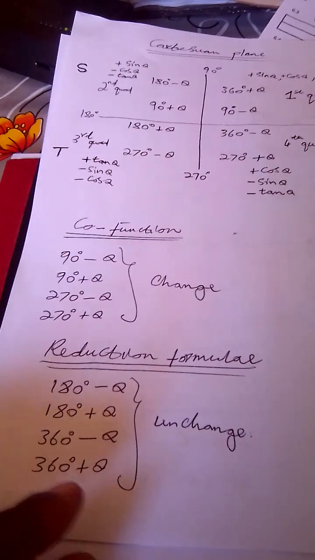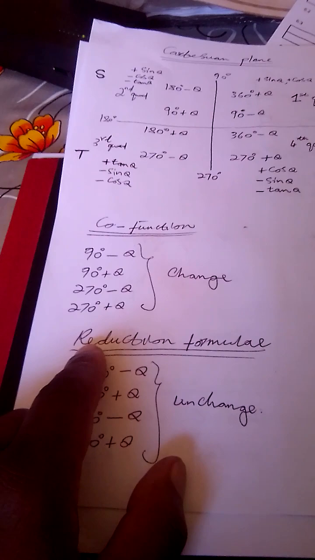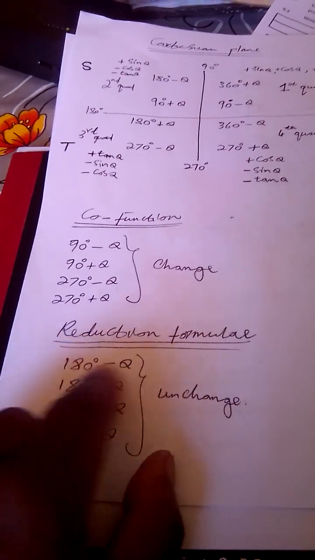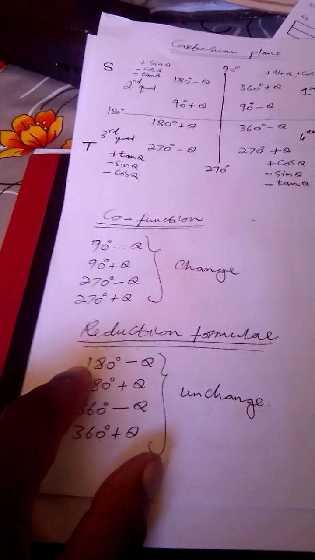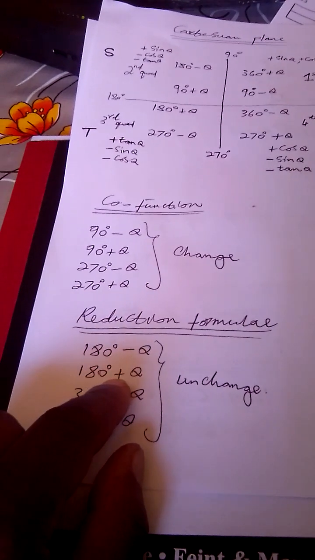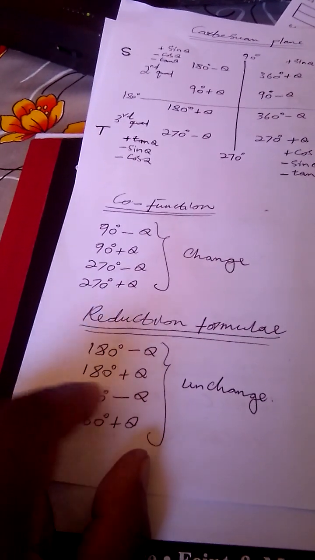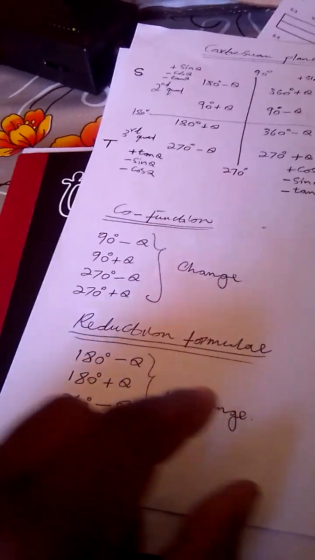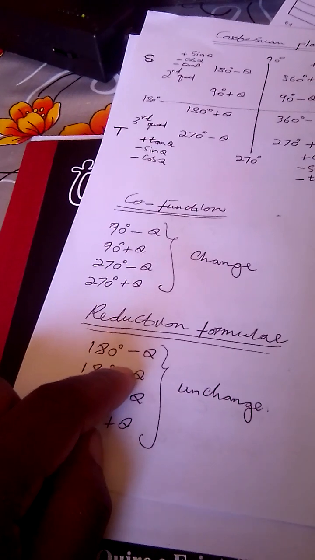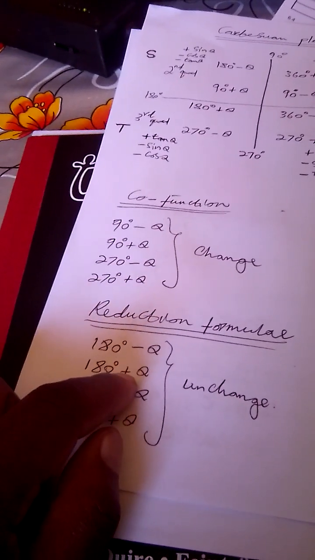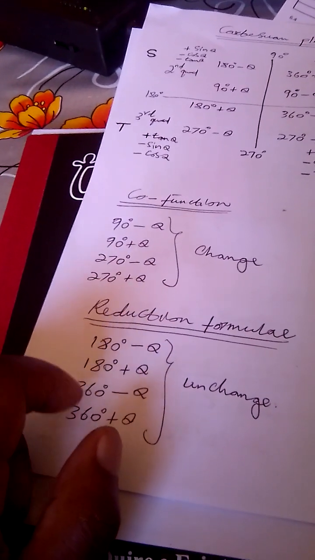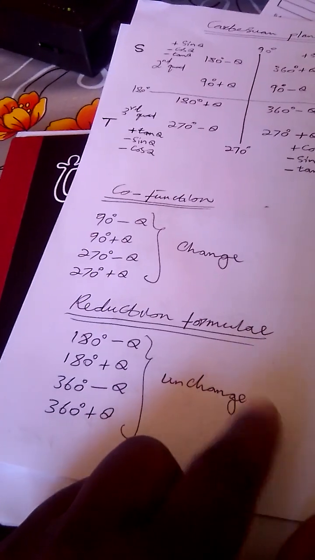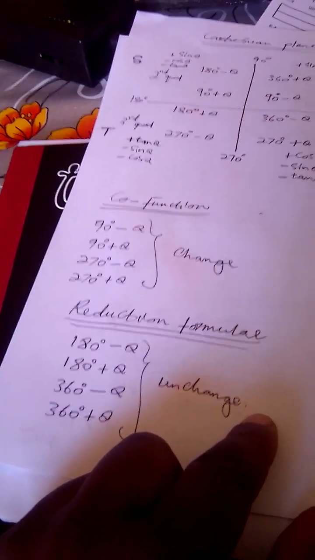Okay, and then when we move on, now we have what we call a reduction formula. A reduction formula, we are talking about 180 minus theta, 180 plus theta, 360 minus theta, 360 plus theta, we call unchanged. You must know that 180 minus theta, 180 plus theta, 360 minus theta, 360 plus theta are called unchanged. Okay. Now let's move on.